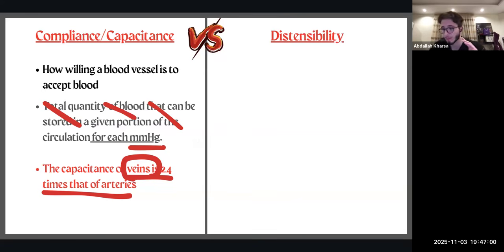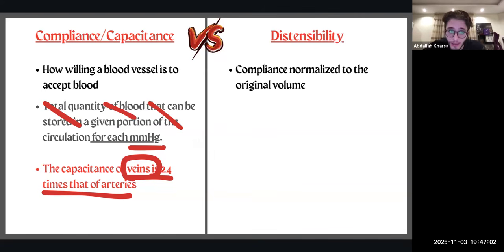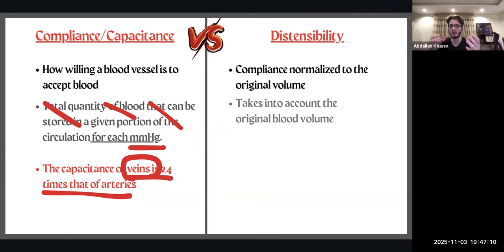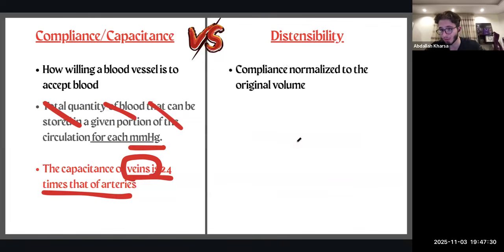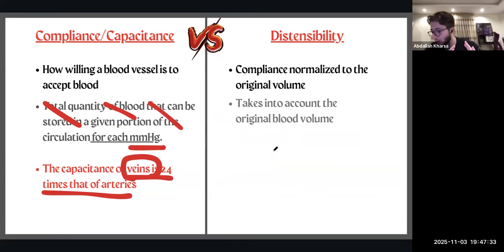The extensibility is the compliance normalized to the original volume. What does that mean? We're taking into account how much the vessel originally had, meaning before I applied the pressure and before it accepted the blood. How much blood volume was there? That's the extensibility. Does this make sense? We're accounting for the difference. Don't worry about the last point. Is this clear so far? Can you repeat that?